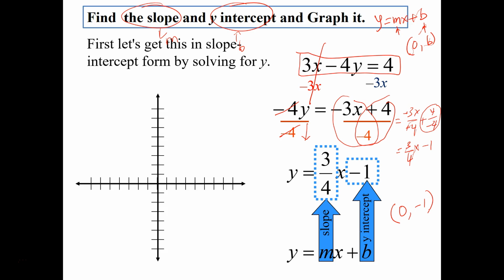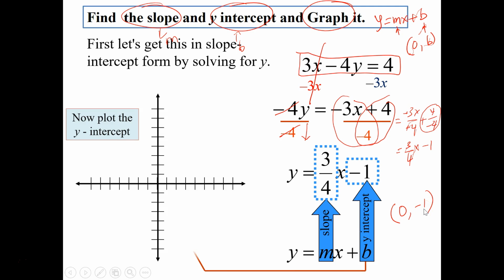Now, you need to graph this equation by using the y-intercept and the slope. Let's plot the y-intercept first. The y-intercept is (0, negative 1), that is here. Now, from the y-intercept, count the slope. The slope is 3 over 4. You notice that slope is rise over run. Therefore, 3 is the rise and 4 is the run.